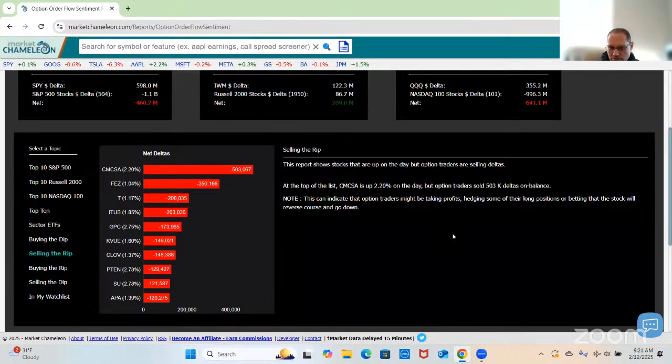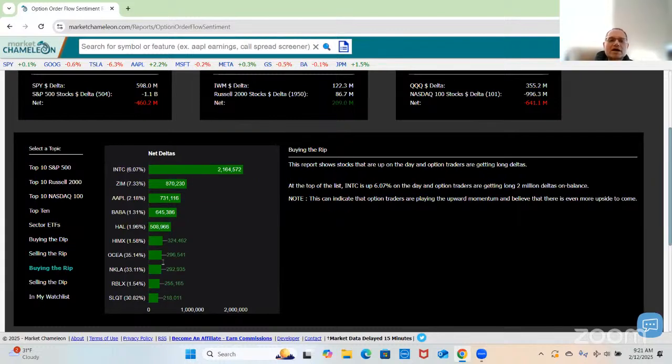So selling the rip is a concept where the stock is up, but the option order flow doesn't seem like it's going in that same direction. It appears like call sellers or put buyers, but on balance, the option order flow is contrary to where the stock movement is going. But you could also have where the option order flow is going in the same direction as the stock, right? Like everybody's bullish. Say the equity traders and the options traders are all going in there in a bullish manner.